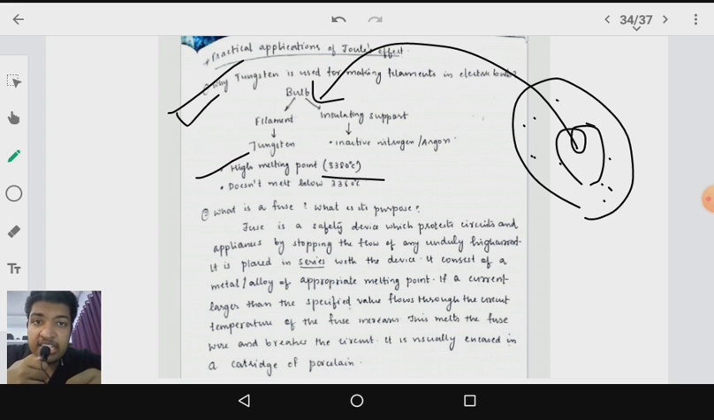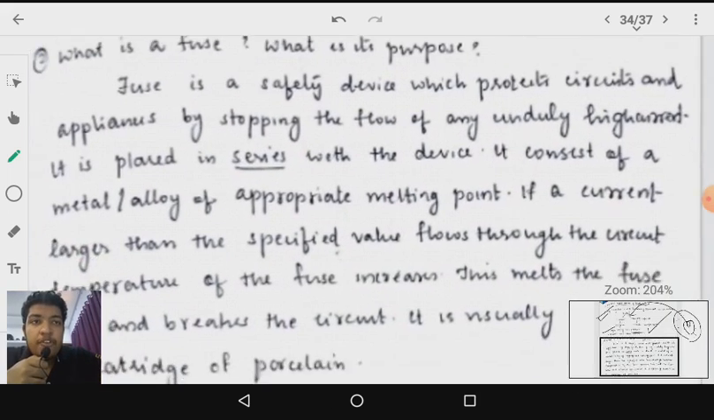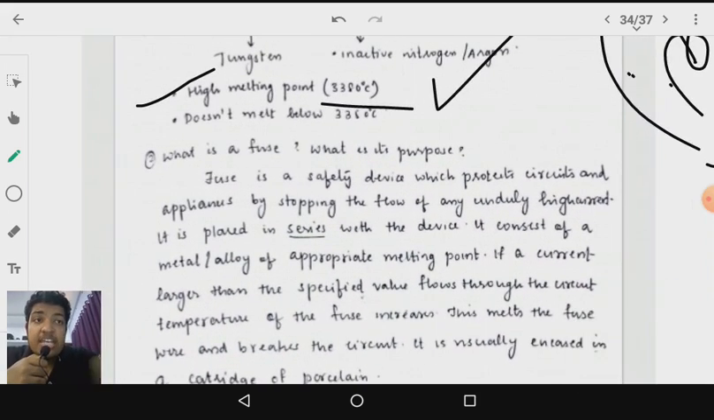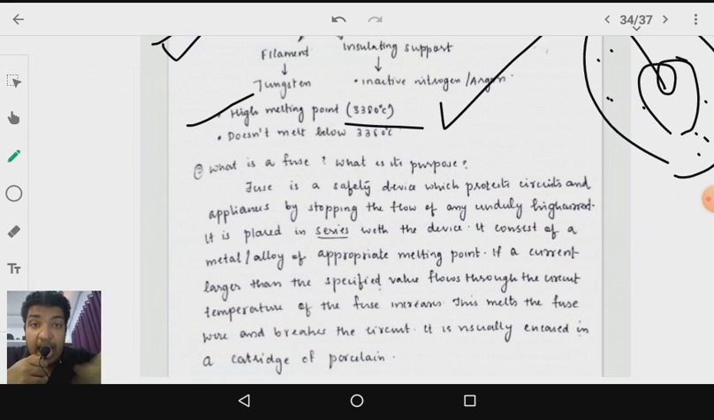And the insulating support is made up of inactive nitrogen or argon, so that that particular gas does not conduct electricity. Now, what is a fuse and what is the purpose of a fuse? A fuse, as we know, is a safety device which protects the appliances by stopping the flow of unduly high current. And how are we connecting that?